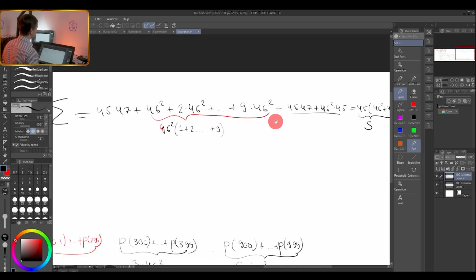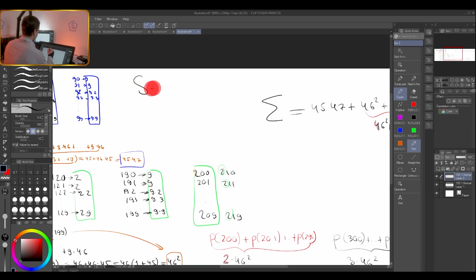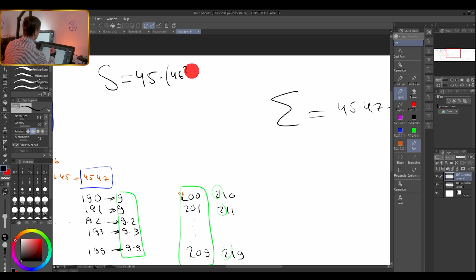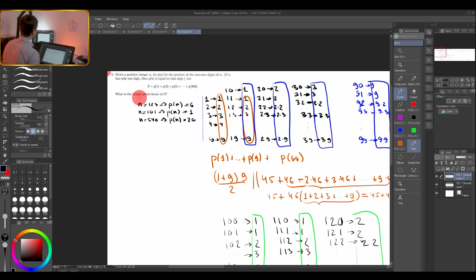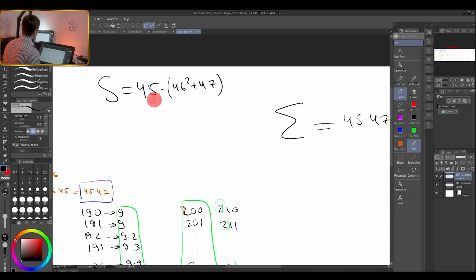And after that, we can say that this number S looks like this. So let's write our result here. So S equals 45 times 46 squared plus 47. And what they ask us to do, they ask us to find the largest prime factor of S. Okay, so S is already factorized, which is great news. So we already know that S is divisible by 45 and it's divisible by this large number. We are looking at the largest prime number that divides S.